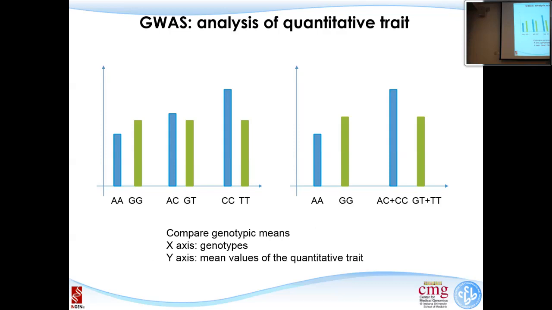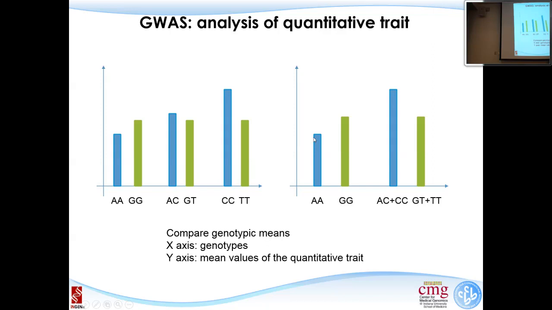This is for a quantitative trait, just a bunch of numbers, 1, 2, 3, not just yes or no. Here we are actually comparing the genotypic means. There are two kinds of ways to compare. This is what we call the genotypic testing, and this is the allelic testing.